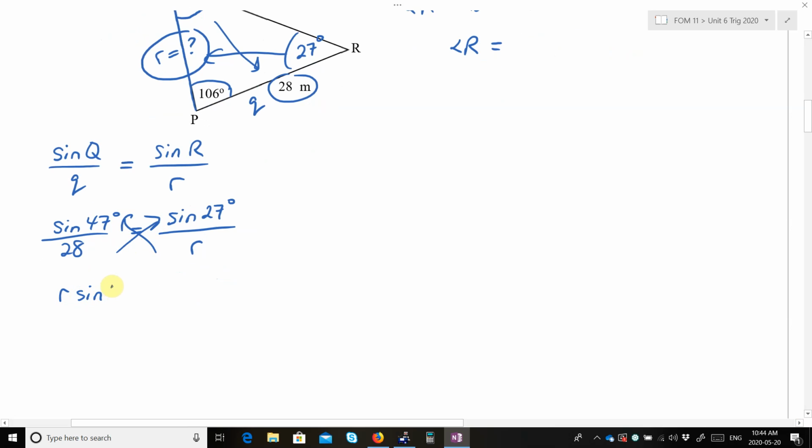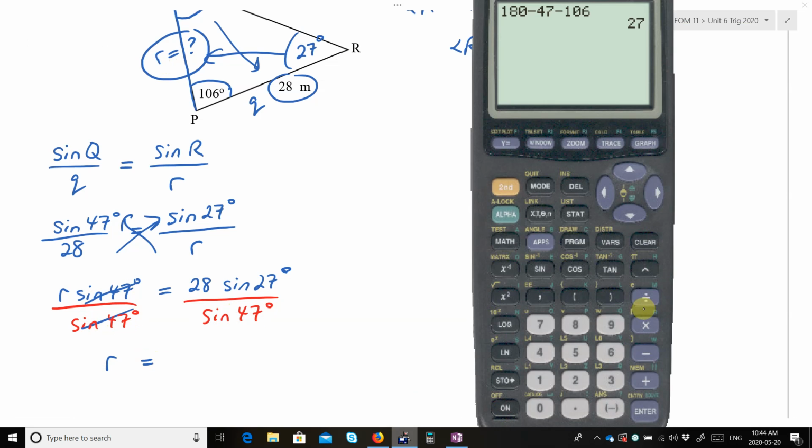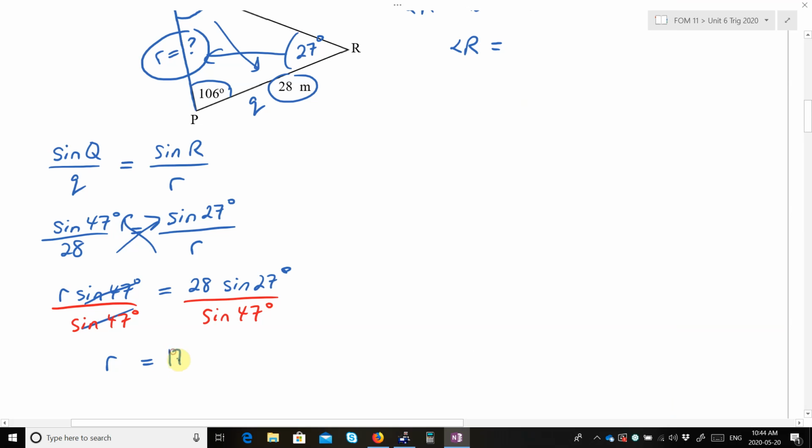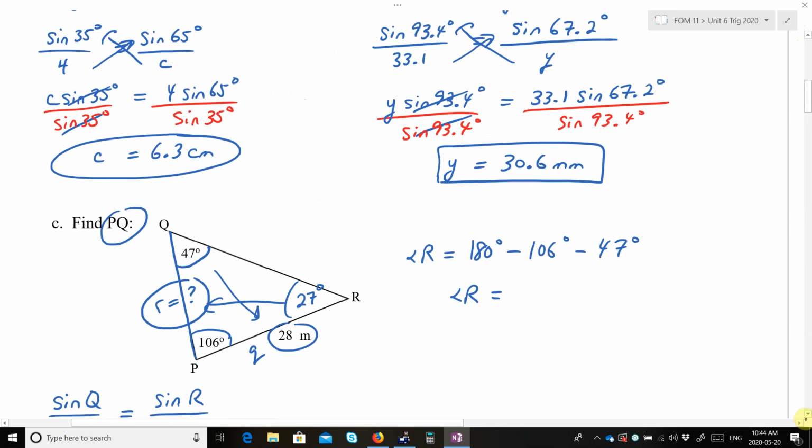So we are going to get r sine 47 degrees equals 28 times sine 27 degrees. And then divide both sides by sine 47. And so r is equal to 28 sine 27 divided by sine 47, and we get 17.4. And that is going to be meters. Okay, and you'll see that that is consistent with the answer key as well. And 30.6 is good too.